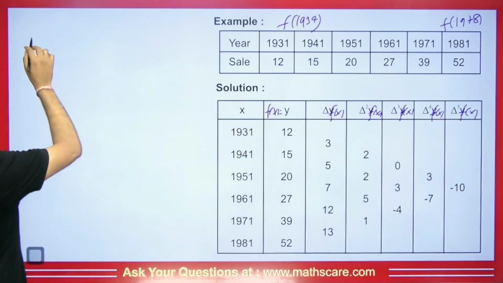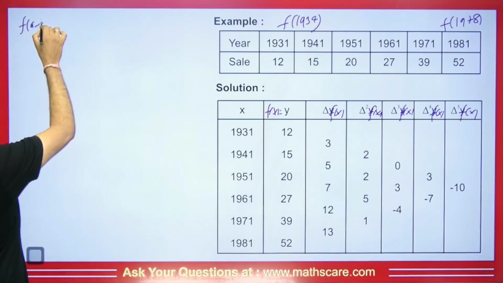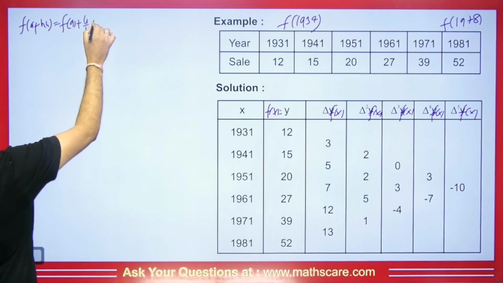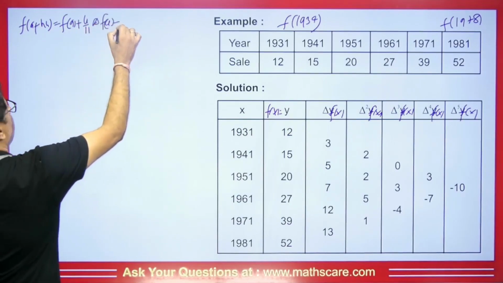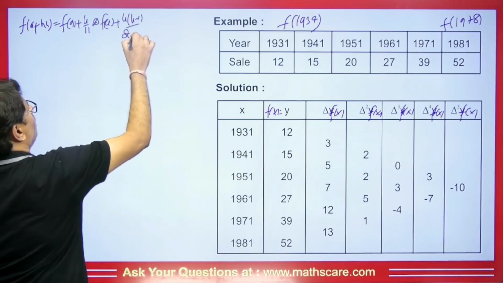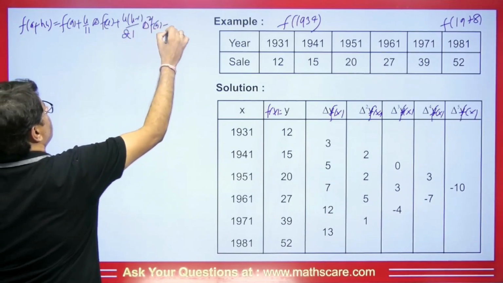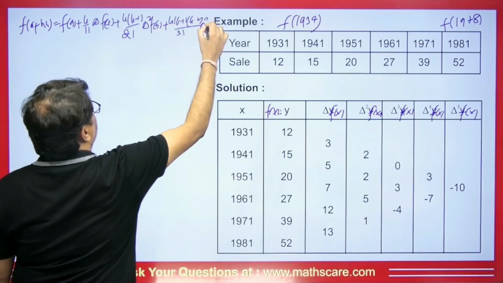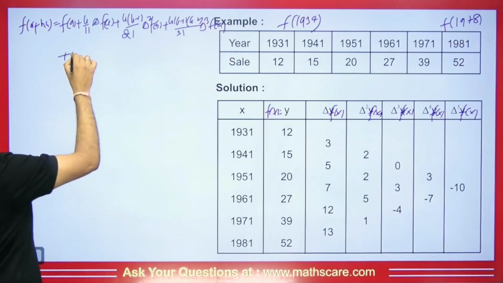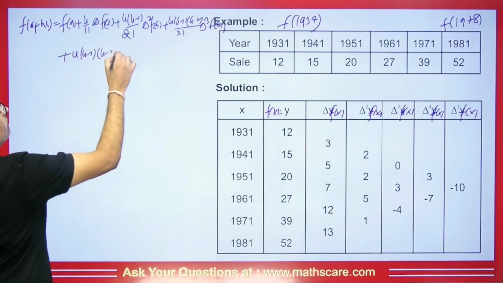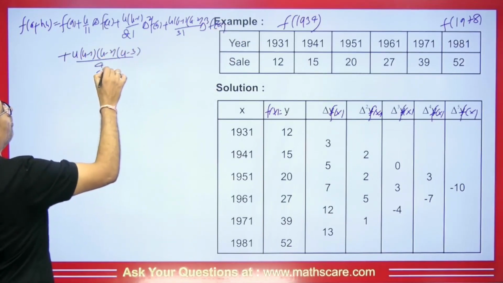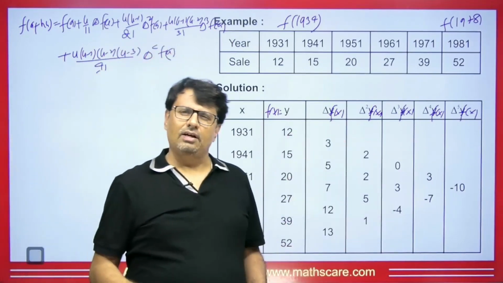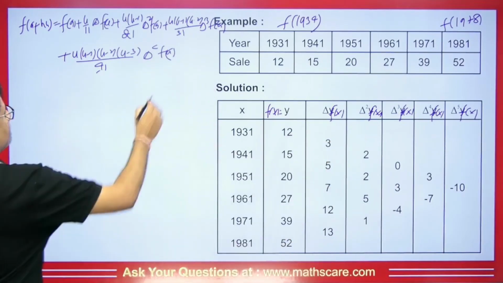We have the Newton forward formula. What is it? f(a plus hu) is equal to f(a) plus u upon 1 factorial del f(a), plus u into u minus 1 upon 2 factorial del square f(a), plus u into u minus 1 into u minus 2 upon 3 factorial del cube f(a), plus u into u minus 1, u minus 2, u minus 3 upon 4 factorial del 4 f(a). This way the formula goes on. Normally it is till del 5. You can take it till del 5. Clear? This formula keeps going like this.